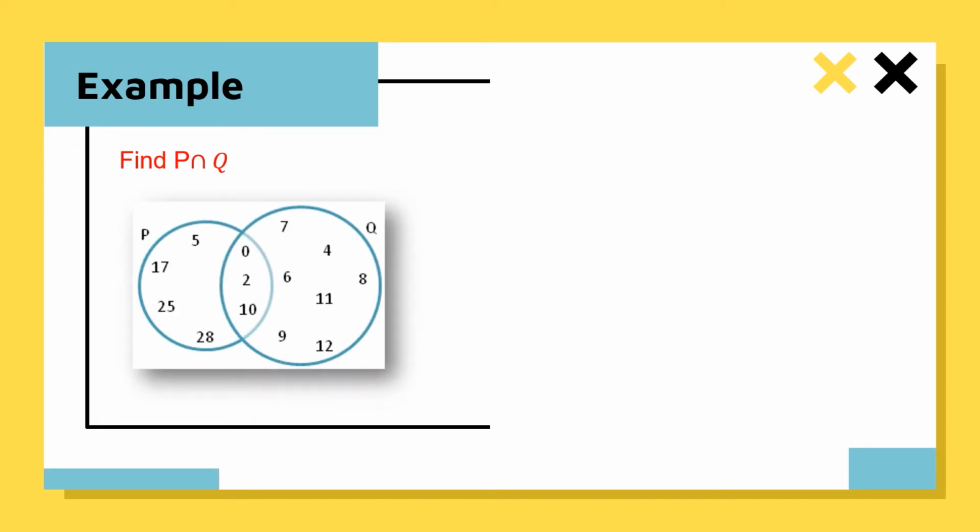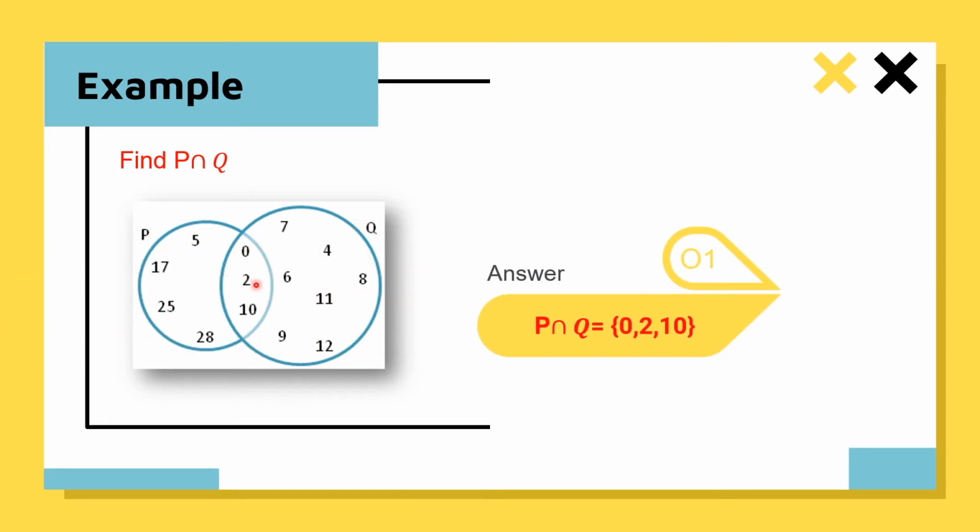Another question, find P intersection Q. I'm going to give you a visual representation. What are the elements common to P and Q? This is P, elements of P are written, elements of Q are written. You need to identify the common elements. What are they? It is simple. It is 0, 2 and 10, which are the elements written in the common region, the intersection of P and Q. So P intersection Q is {0, 2, 10}. Simple? Yes.